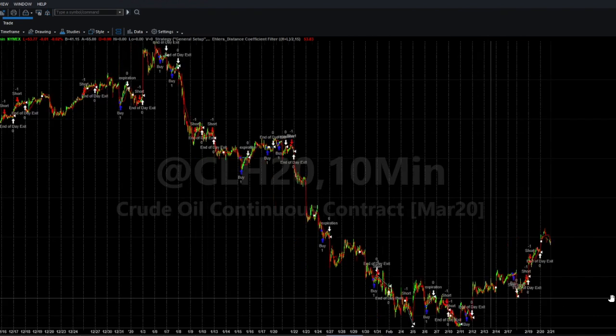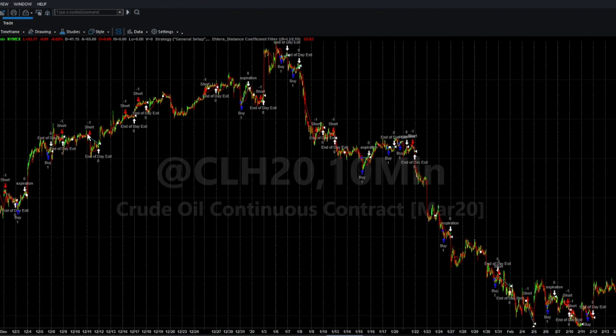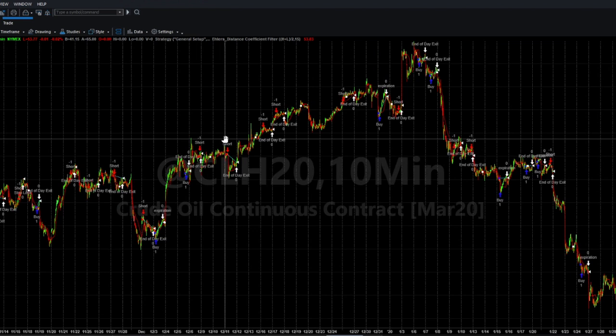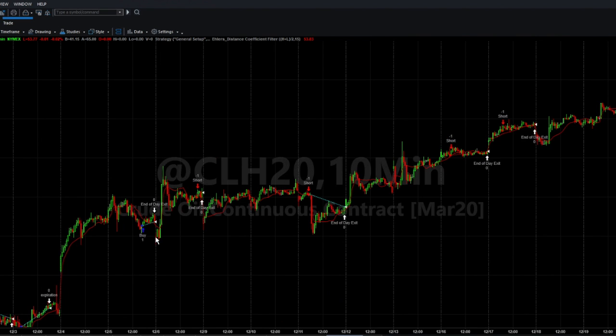What we're looking at here is a 10-minute bar crude oil chart with a range back of 1 year. I turned on my automatic trading strategy, and if I zoom in a bit, you can see how the trading strategy applied all the entries and exit signals.